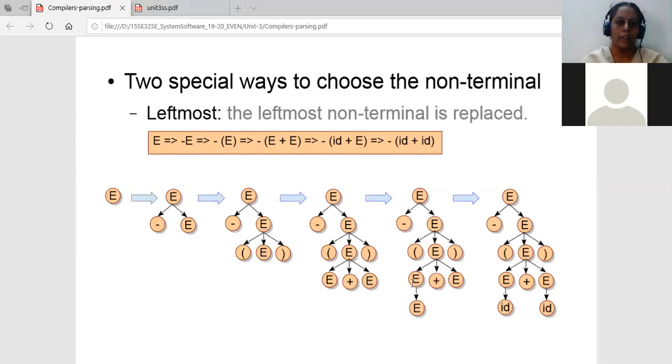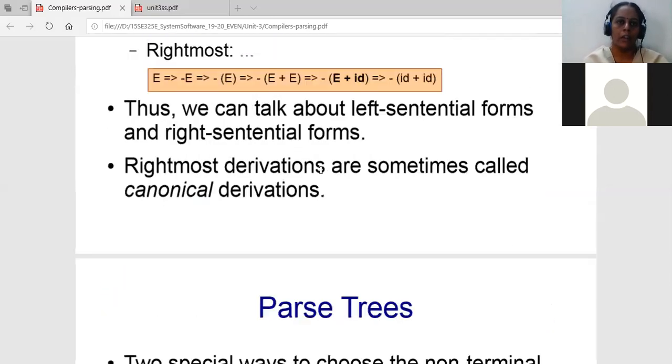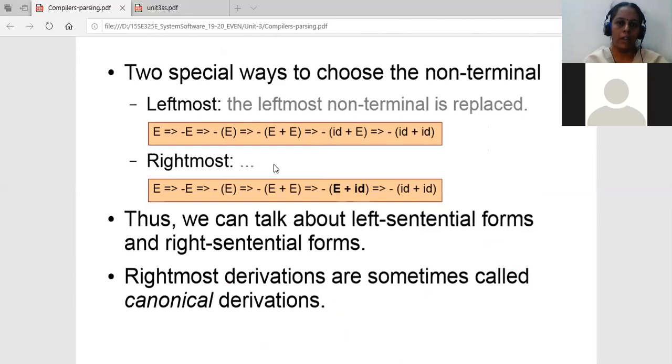And finally, in the leftmost, we are deriving first. Okay. So in E plus E, this E will be replaced with ID. And similarly, the right side will be replaced with ID. Okay, this is called leftmost derivation. Complete the leftmost derivation first, then go for the rightmost derivation. The opposite is, first we complete the rightmost derivation, then we come to the leftmost derivation. Okay. So these are the two things, called leftmost derivation and rightmost derivation.